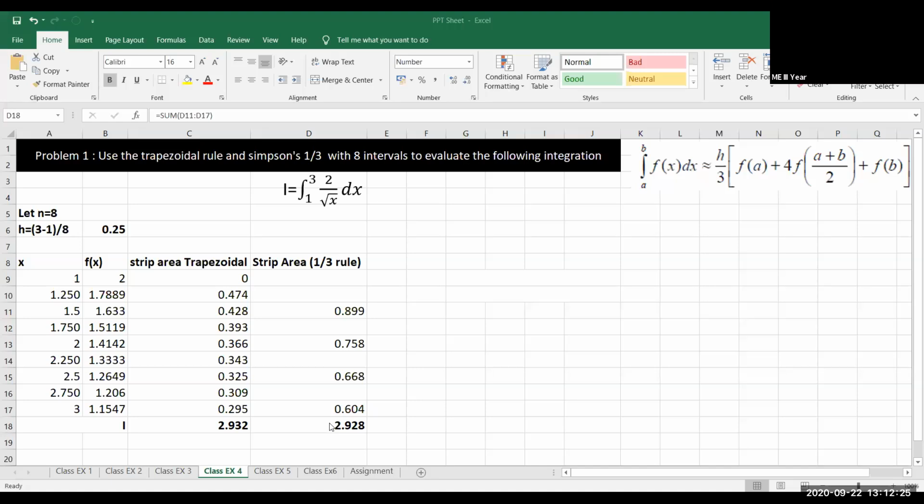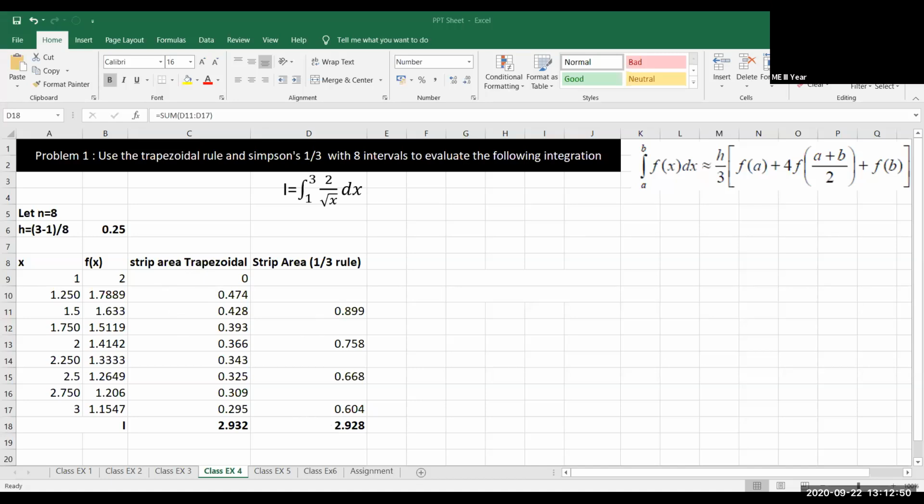So is it clear now? Is there any doubt about Simpson's one-third rule? You have already understood the trapezoidal method, so there is no doubt about that. And the next is the Simpson's one-third rule method.